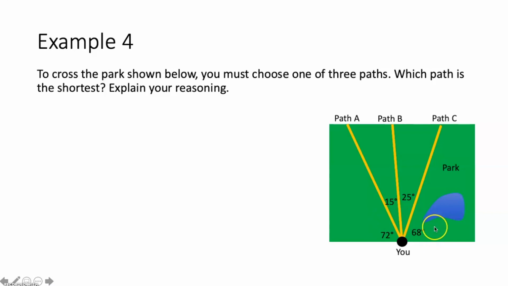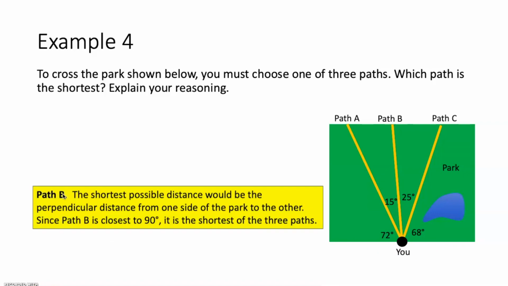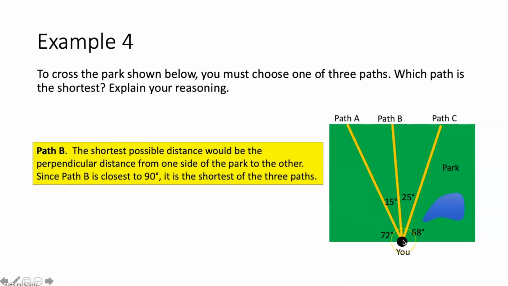So now we have all of the angles. So based on this, which path would be closest to forming a 90-degree angle with you and this side of the park? That would be path B, right? That forms an 87-degree angle right here with you and this side of the park. So you could say that path B is the shortest path to take from you to the other side of the park because it is the path that is most close to the perpendicular distance between you and the other side of the park.